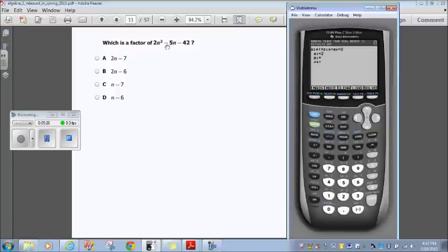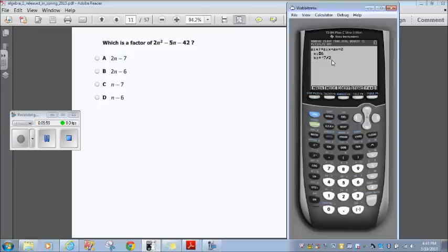Second term, A of 1 is going to be a negative 5. The third term is negative 42. So basically, what I'm asking the calculator to do is factor 2n squared minus 5n minus 42. You see this button over here that says solve? When I hit solve, it gives me a 6 and a negative 7 halves.